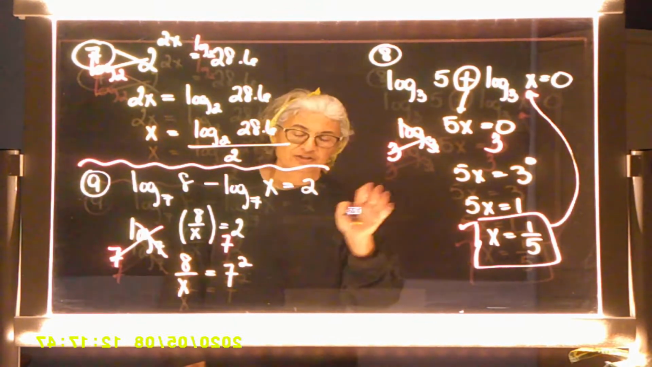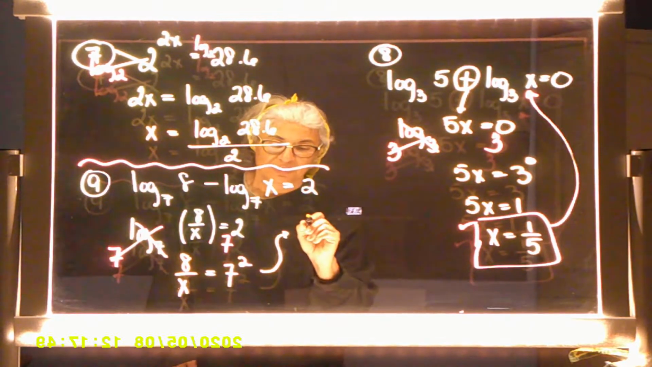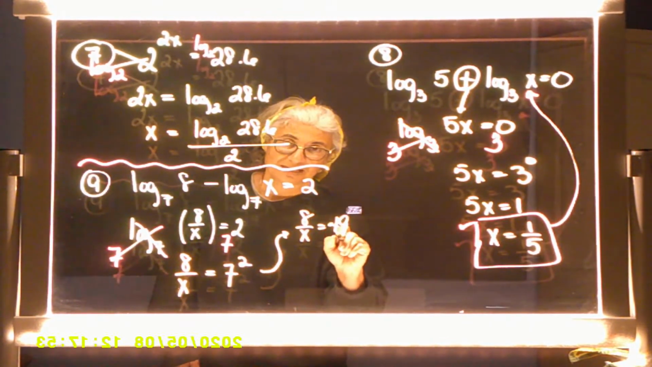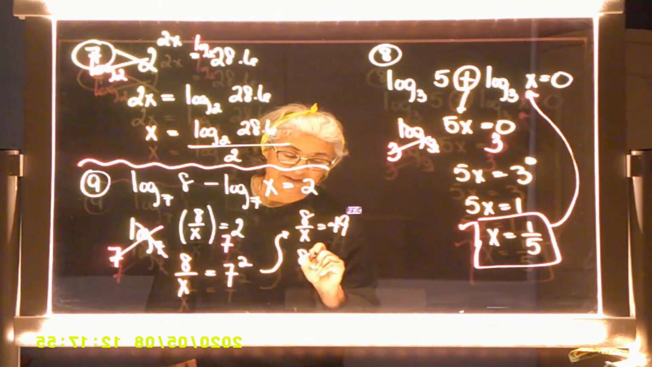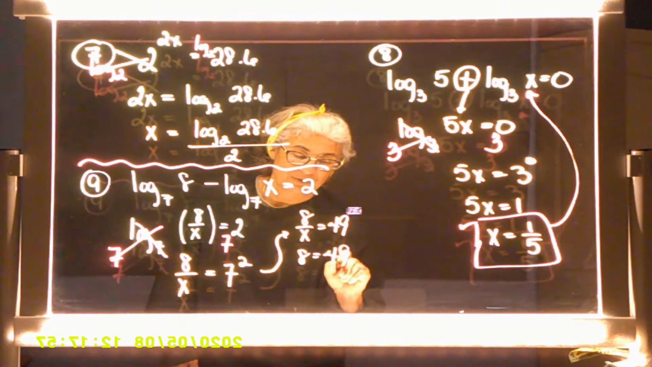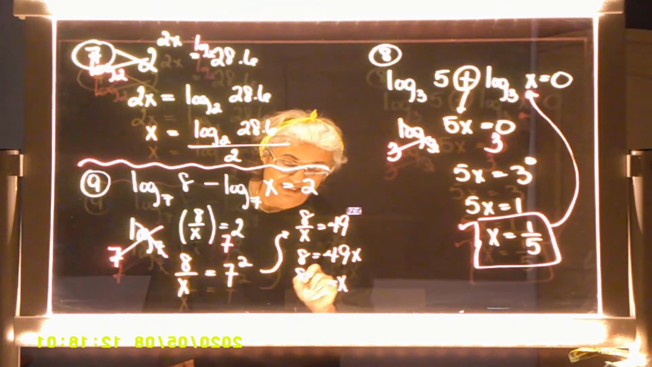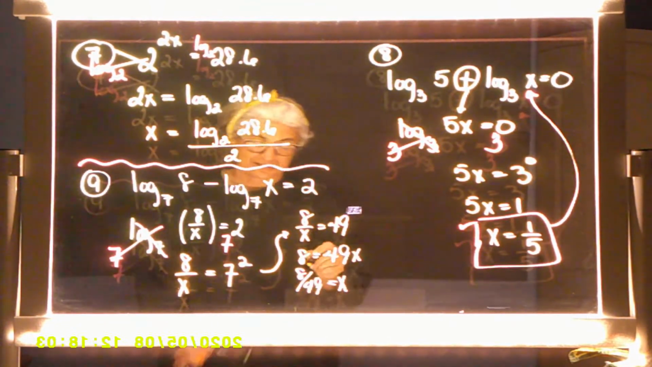Okay, pure algebra at this point. So 8 over x equaling 49. Get rid of the x, right? Get rid of that denominator. So 8 equals 49x. And x equals this lovely fraction of 8 over 49.